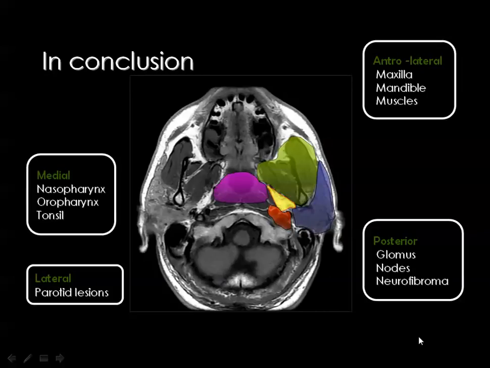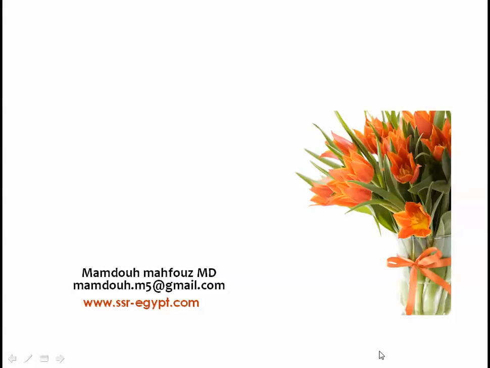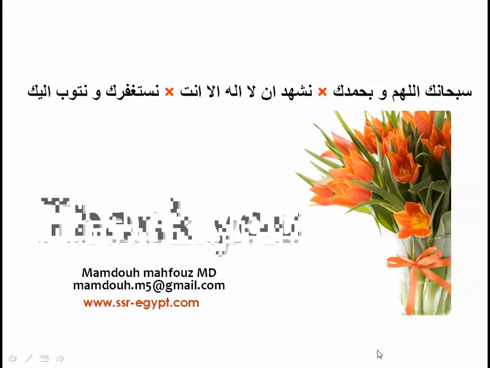If the lesion is medial to the parapharyngeal fat, you remember that carcinomas are very common. 98% of the lesions arising medial to the parapharyngeal fat are on the carcinoma side, either nasopharyngeal cancer or pharyngeal cancer or tonsillar carcinoma.